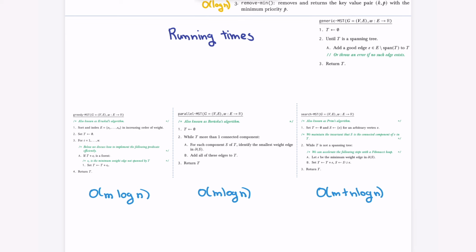Yeah, so Kruskal, you need to sort the edges to get m log n. Oh, well, how big is m? n squared, and log of n squared is log of n. Yeah, good. Other questions?